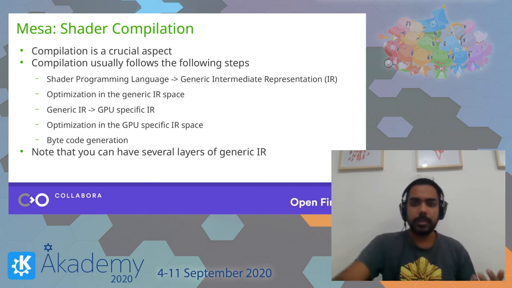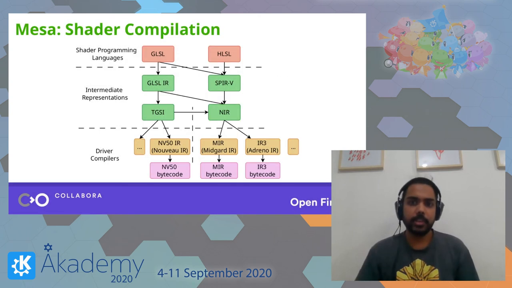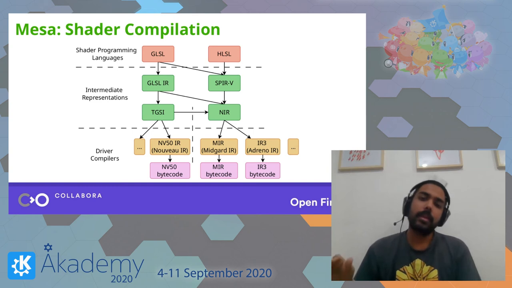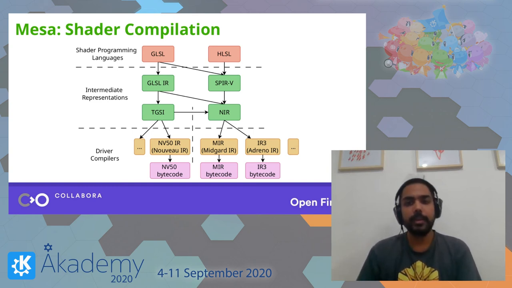Something like GLSL would be transformed to SPIR-V, which is an intermediate representation, which would then go through an optimization pass and then can be converted to NIR, which is yet another intermediate representation, which will then be optimized once again before being consumed by the driver compilers. These driver compilers will then transform either TGSI or NIR into one of the instruction sets that is actually understandable by the GPU that we're targeting, and then optimize it once more before finally compiling it into bytecode.